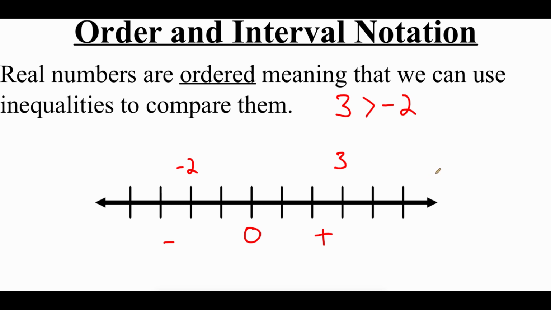Now we could write that the other direction as well. Because negative 2 is further left on our number line, that means that it's smaller than 3. So it would be true to say that negative 2 is less than 3.